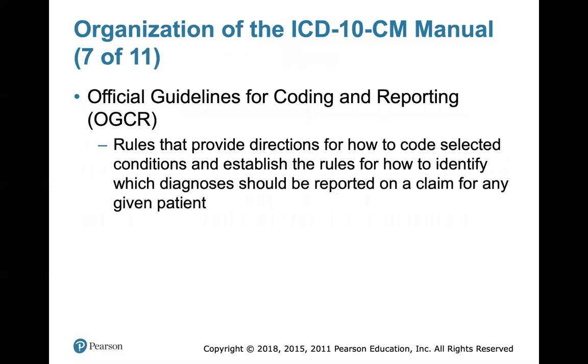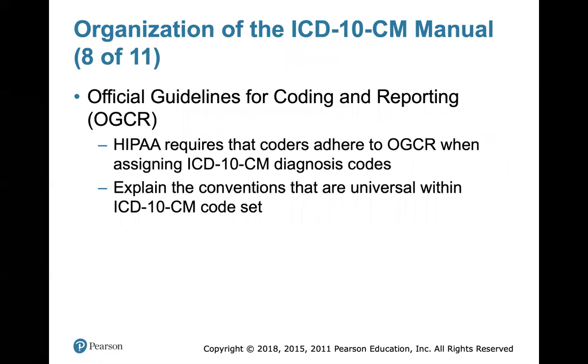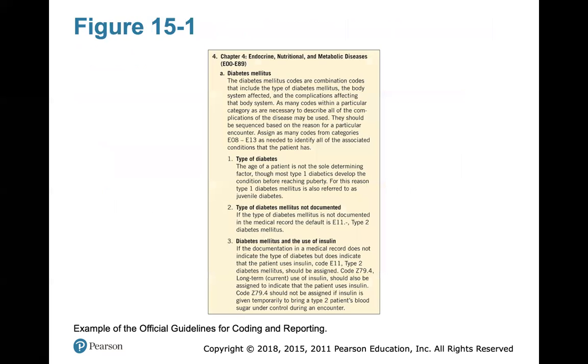Okay, so official guidelines for coding and reporting. Those are rules that provide directions for how to code selected conditions and establish the rules for how to identify which diagnoses should be reported on a claim for any given patient. HIPAA requires that coders adhere to the official guidelines for coding and reporting when assigning those diagnosis codes. They explain the conventions that are universal within the code set.